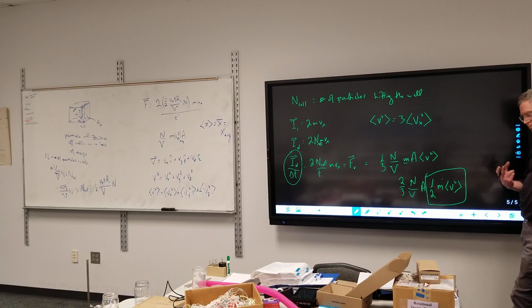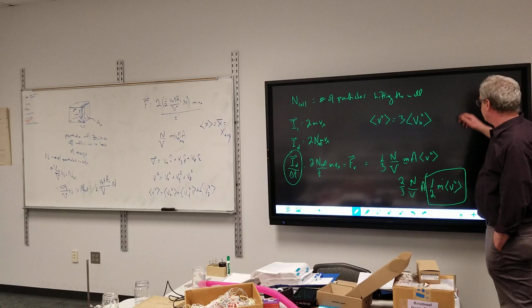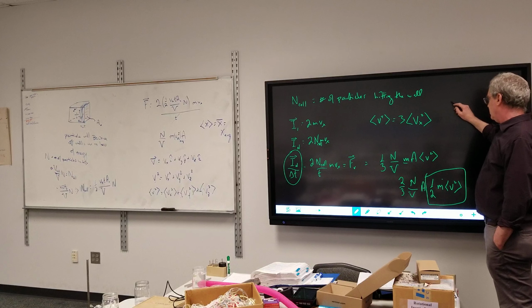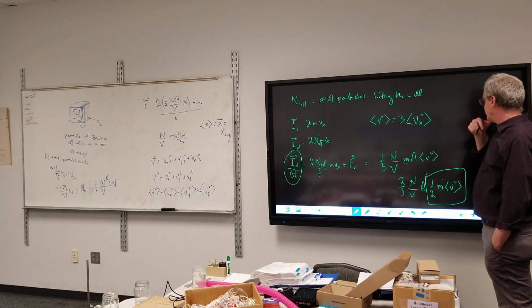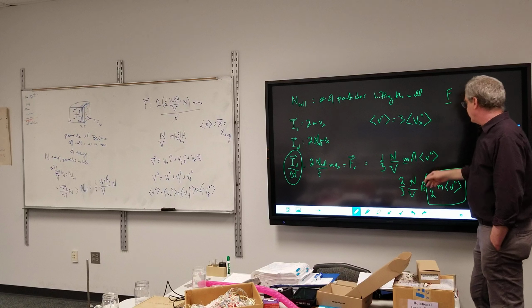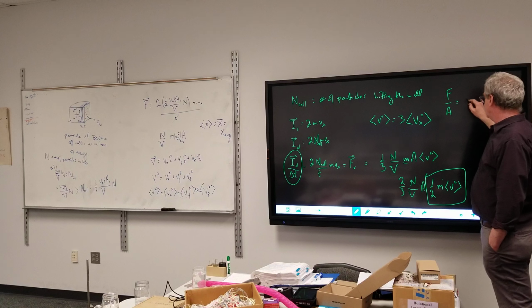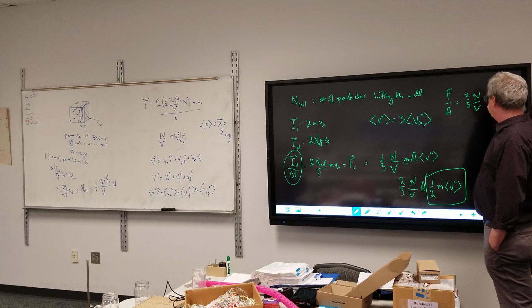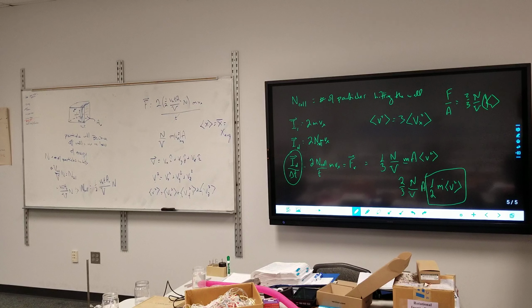Kinetic energy. It's going to be average kinetic energy. So we end up with, this was the force. I'm going to divide by the area. Force over area is equal to 2/3 N over V times average kinetic energy. Force divided by area, what is that? Flashback to chemistry.